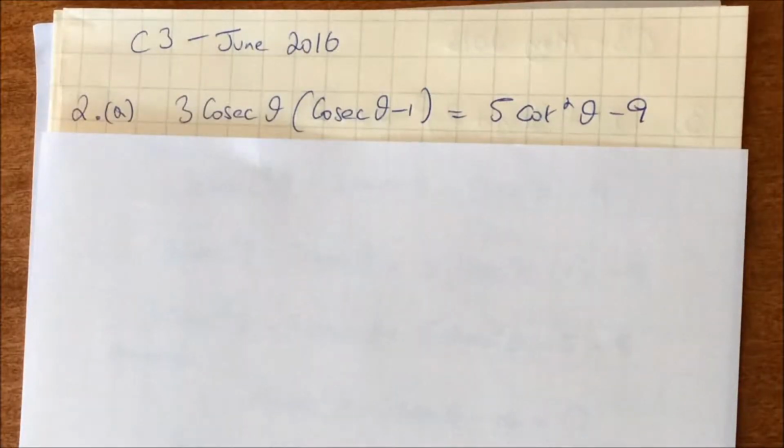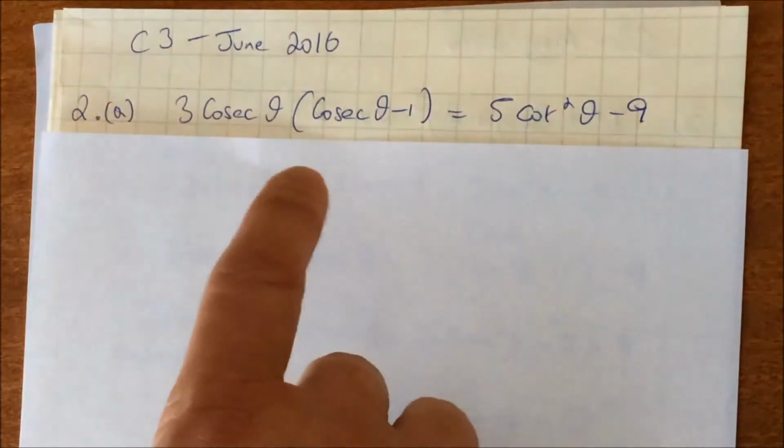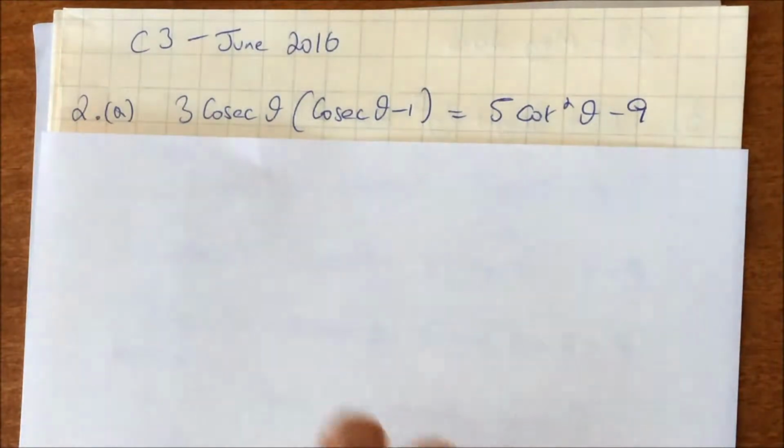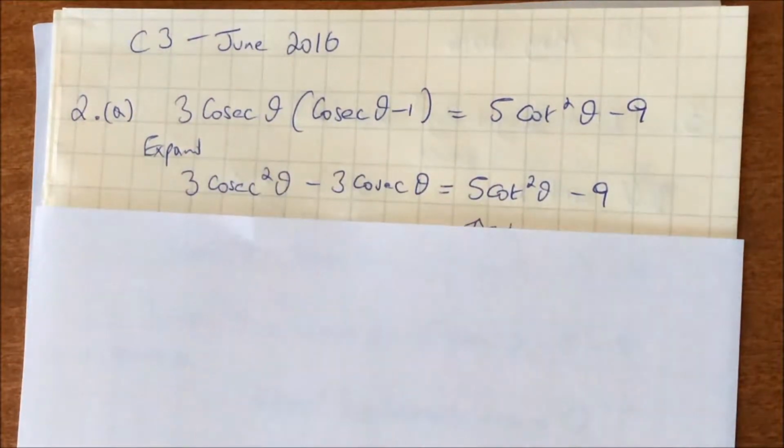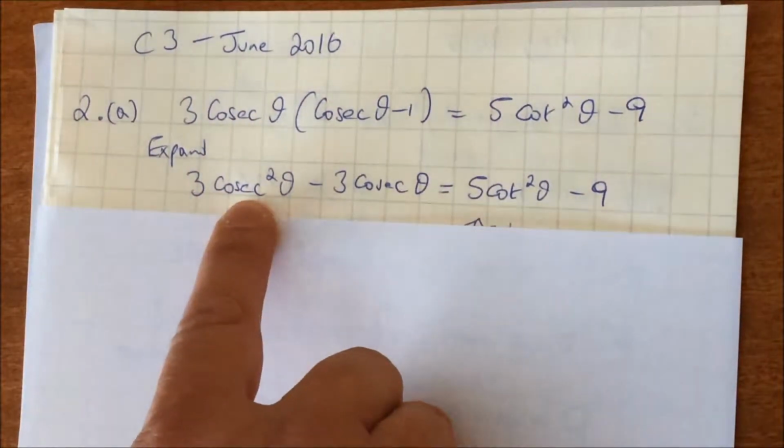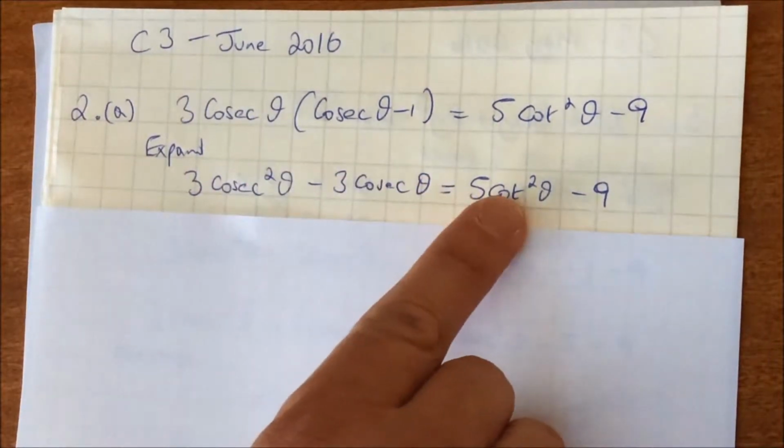C3, June 2016, question 2. Okay, so for part A, I'm going to multiply out the brackets first of all. Right, so I've just expanded that to then see what's a typical format for this sort of quadratic trig equation. The substitution I can make is to replace either the cosec squared or the cot squared.